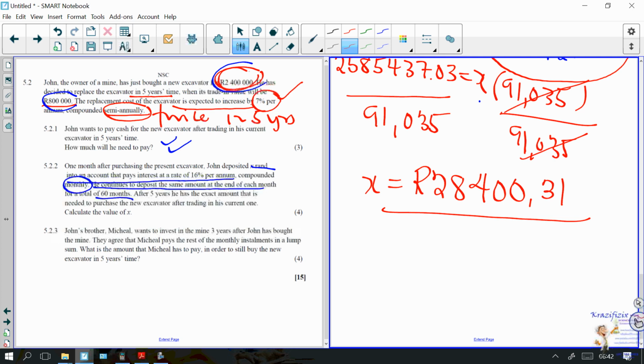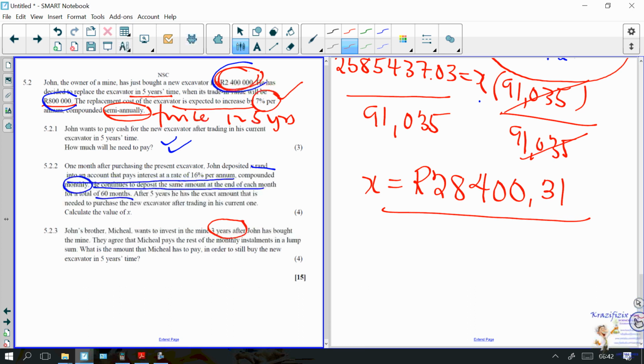John's brother Michael wants to invest in the mine 3 years after John has bought the mine. They agree that Michael pays the rest of the monthly installments in a lump sum. All right, check something: 3 years after. They agree that Michael pays the rest of the monthly installments at once. That's what this means. All right, a balloon payment. What is the amount that Michael has to pay in order to still buy the new excavator in 5 years' time?